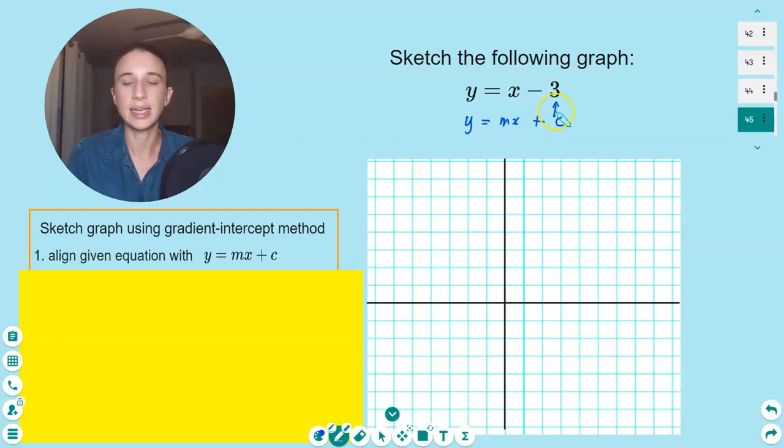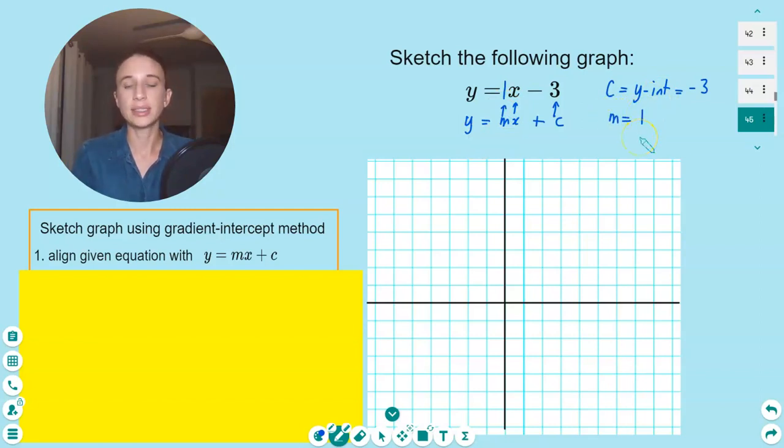So c here, will c be 3 or negative 3? It's actually going to be negative 3. Remember to take that sign out the front. So c is the y-intercept, which is negative 3. And m, what's m going to be? Well, x is x, and there's an invisible 1 in front of that x. So here, m is 1.